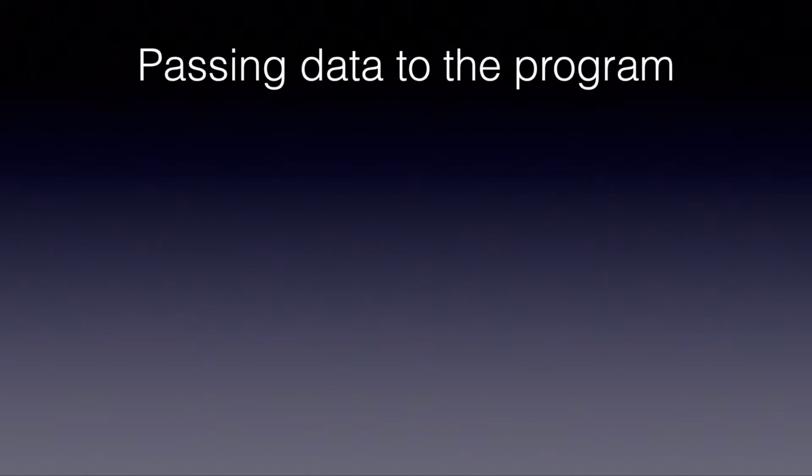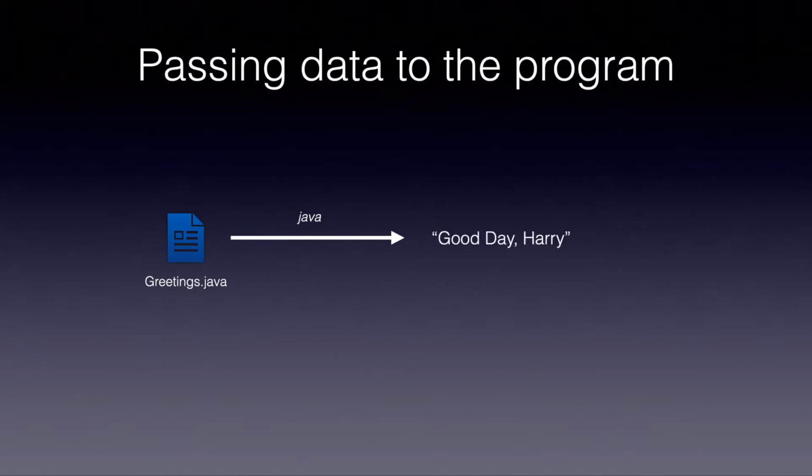Let's look into our first topic, which is passing the data to a program. For this concept, let's write a program and call it greetings.java. When we run the program, it will print good day and then the name of the person who is running it. This name will be dynamic, so we can provide it when we run the program. The way we provide the argument to the program is via the command line, just by adding space-separated arguments at the end of the command. So in our case, we will run the program as java, then greetings, which is the class name, and then Harry. Harry is the argument we are passing to the program.